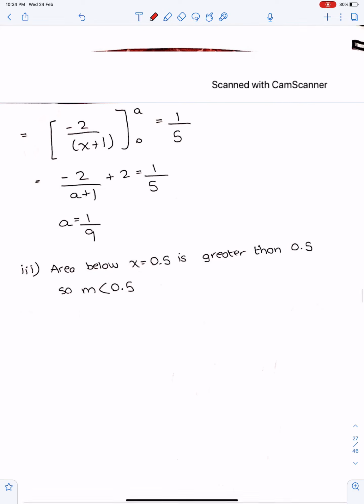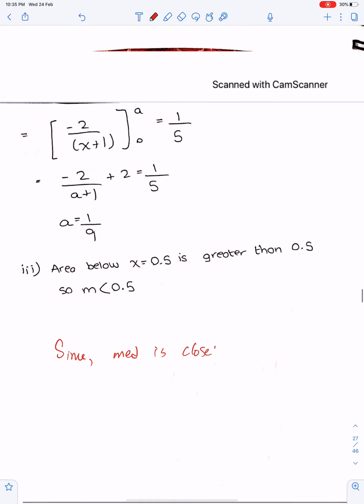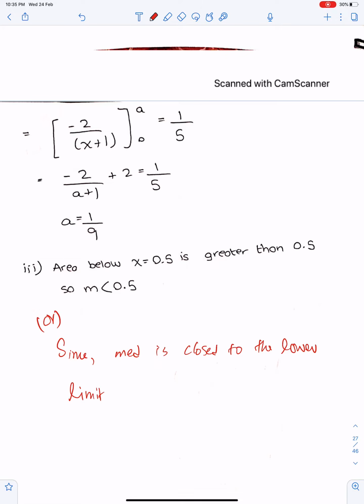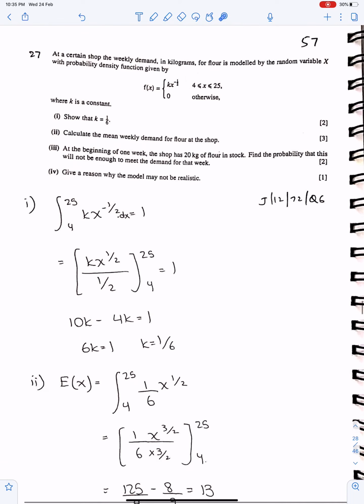You can write this as, since the median is close to the lower limit, so the median is less than 0.5. This answer is also fine.